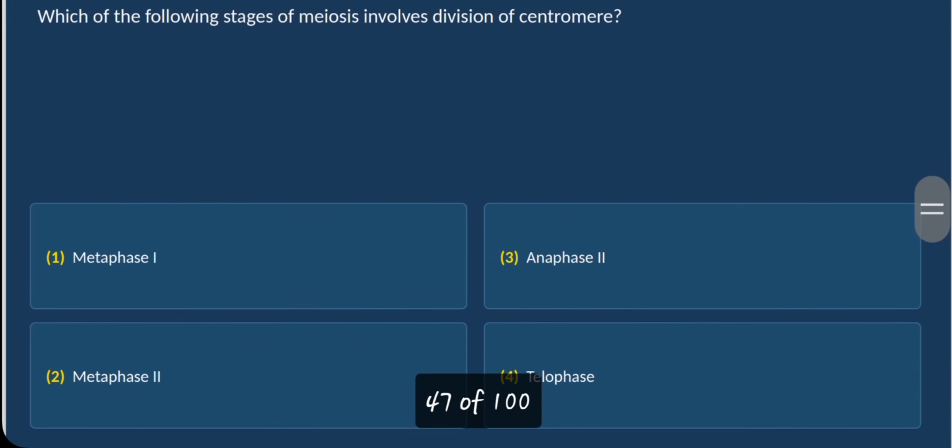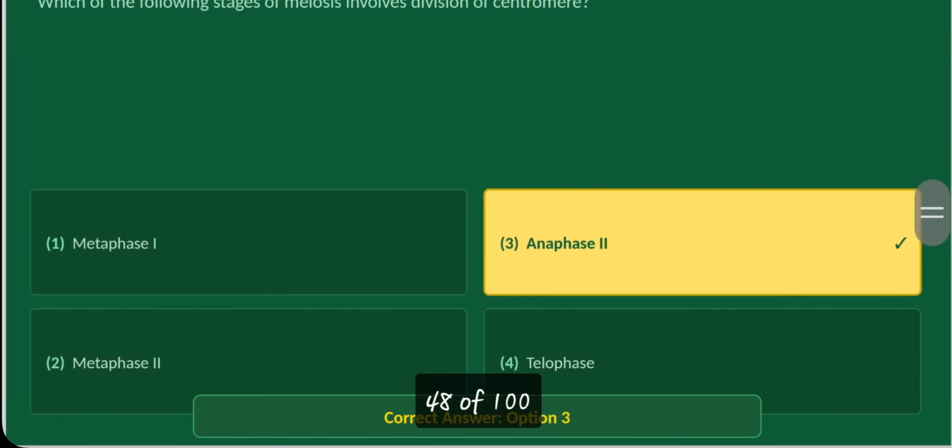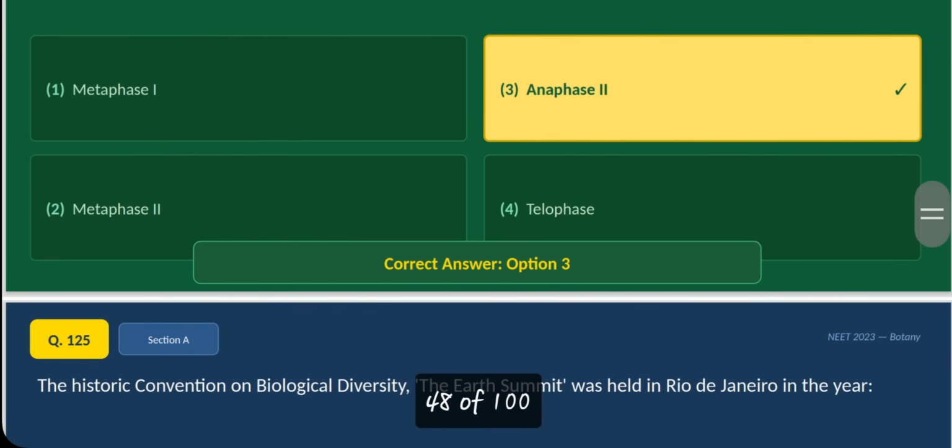Which of the following stages of meiosis involves division of centromere? Is it metaphase 1, anaphase 2, metaphase 2, or telophase 2? Anaphase 2 involves the division of centromere longitudinally and separates the sister chromatids by the condensation of fibers. So the third one is the correct answer, anaphase 2.